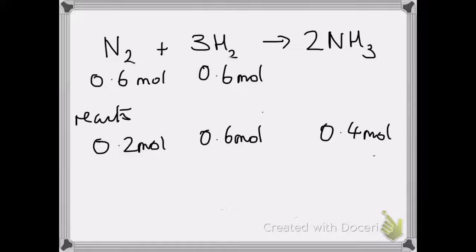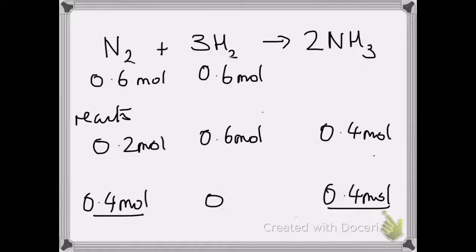So that means at the end of the reaction, there'll be 0.4 moles of nitrogen. That's the original 0.6 minus 0.2. There'll be no hydrogen, and there'll be 0.4 moles of ammonia. So the limiting factor in this case was the amount of hydrogen. The excess reagent was the nitrogen.